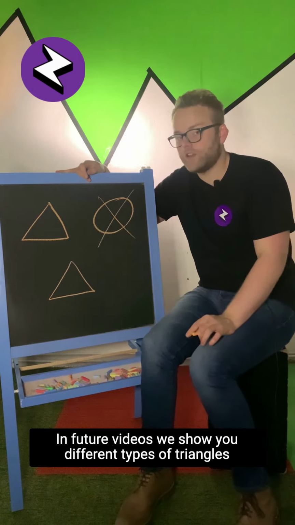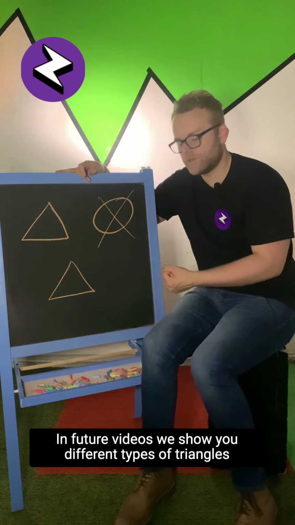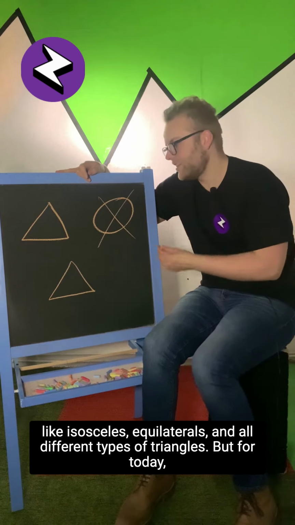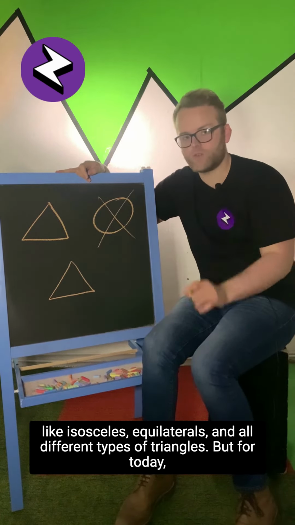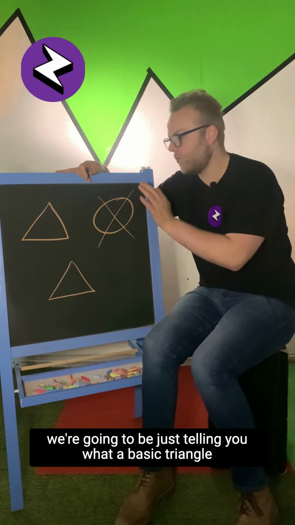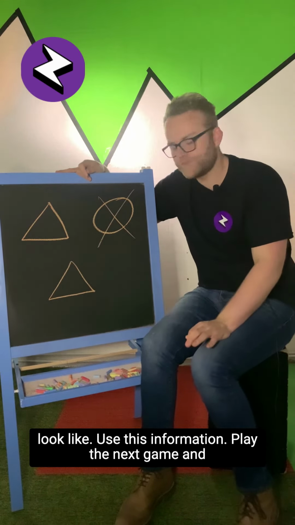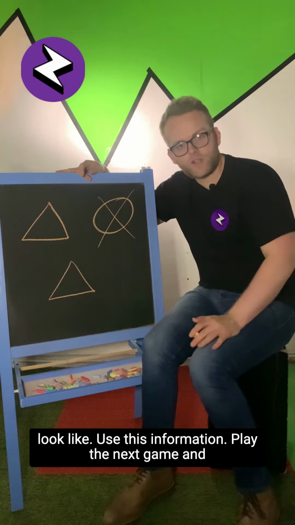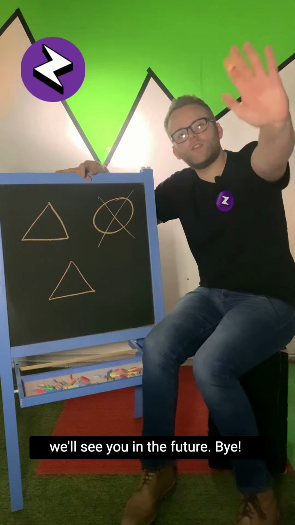Now in future videos, we're going to show you different types of triangles, like isosceles, equilaterals, and all different types of triangles. But just for this video today, we're just telling you what a basic triangle looks like. Okay, so use this information, play the next game, and we'll see you in the future.